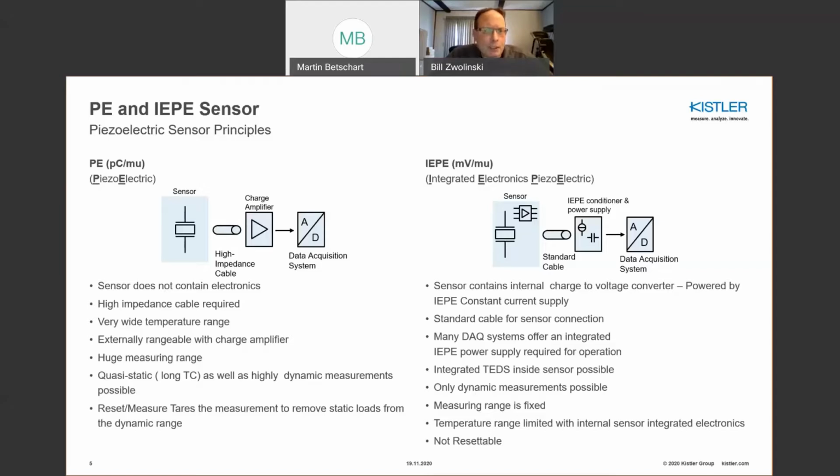With IEPE, you have the opposite. You have electronics in the sensor. So what that means is you have a fixed range. You can't vary that. You have a fixed low frequency. You cannot adapt the low frequency, and you cannot reset the device externally like you could with the piezoelectric. But it's very, very important to dynamic measurement. IEPE technology is optimized for dynamic measurement only.